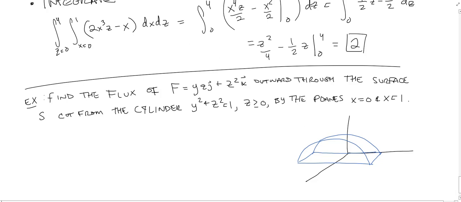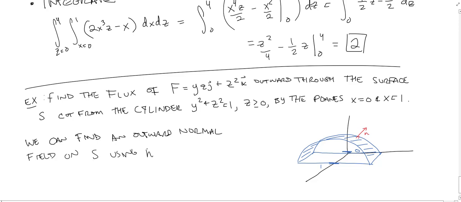So what that looks like is this cylinder over here, and we've cut it at x equals 1 and x equals 0. And then our normal vector to this surface is going to be outward like this. So this is n. So what we want to do first is find n. And so what we can do is find an outward normal field on S using n equal to the positive of the gradient over its magnitude.